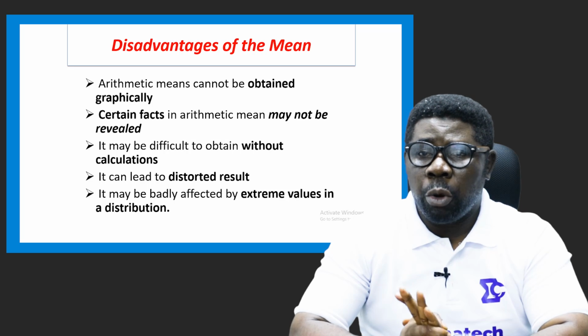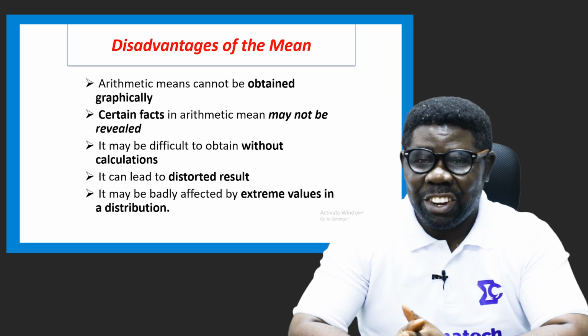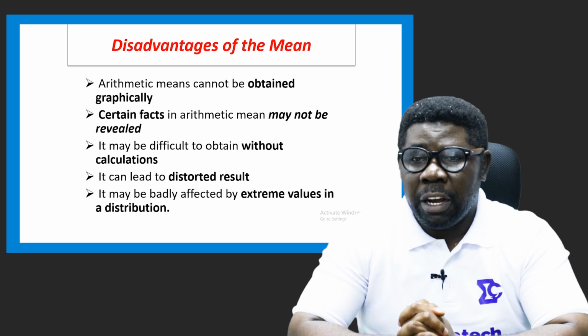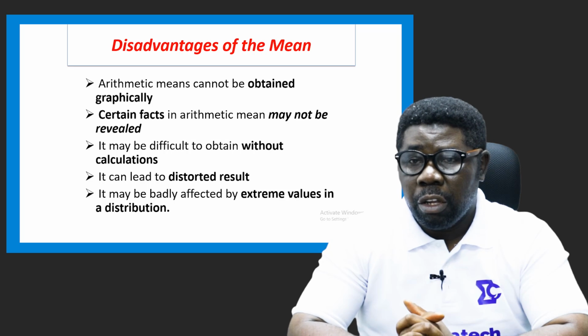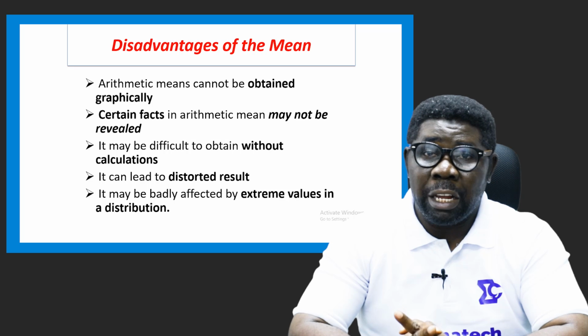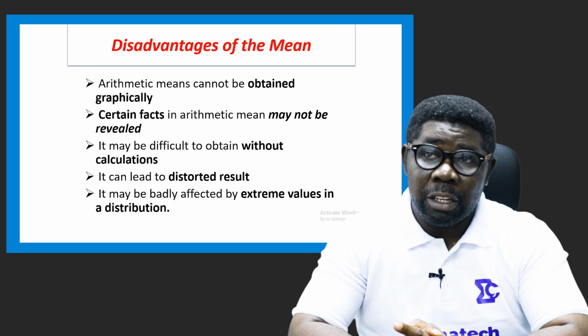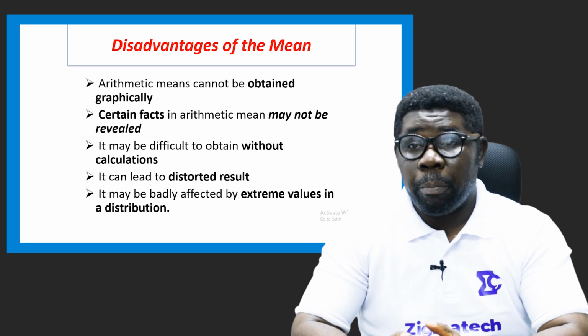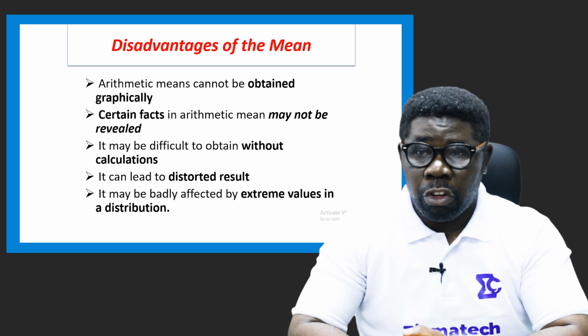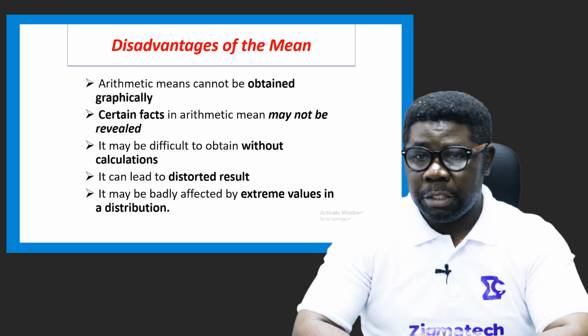Arithmetic mean cannot be obtained graphically. Certain facts in the arithmetic mean may not be revealed, so some hidden values may not really be seen. Some values that occur 9 times, and one that occurs only 1 time, will not be told to you. There's improper representation of some values in the distribution, which will not be revealed by the mean.